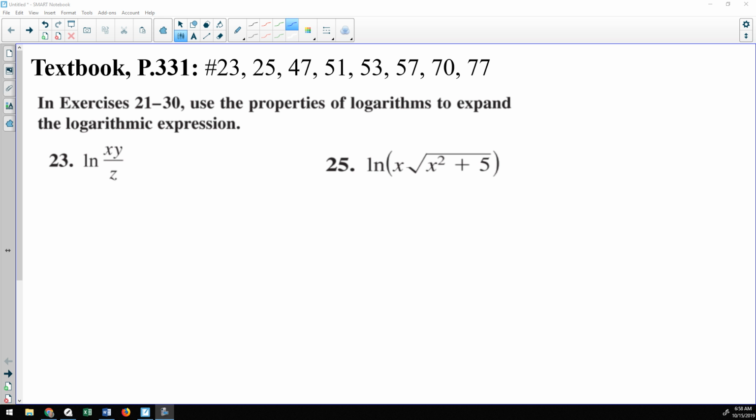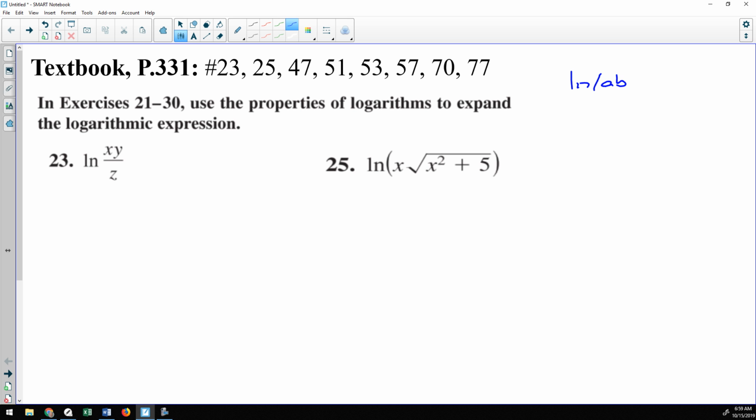Okay, let's go over these problems from the textbook you're supposed to do over the weekend. Numbers 23 and 25, there is no calculus involved whatsoever. It's just a review of those properties of logs that can be used in calculus to make differentiation easier. And so for 23, actually I'm going to rewrite the properties over here.